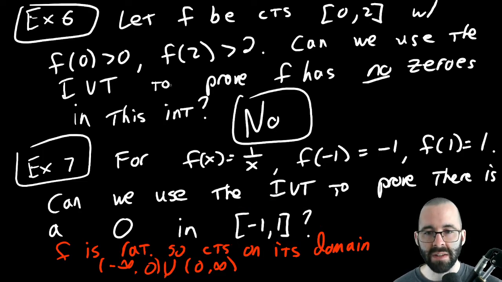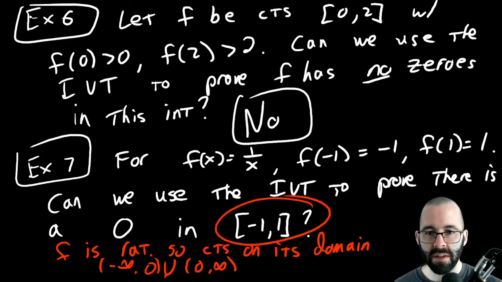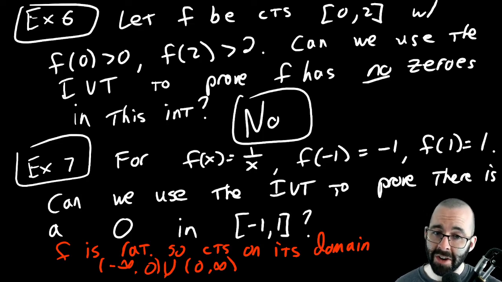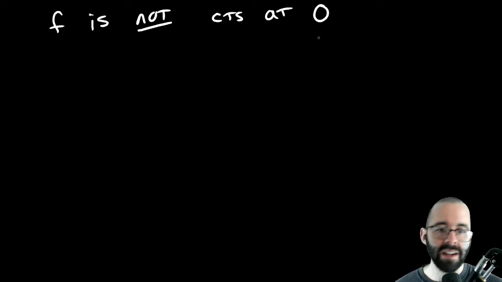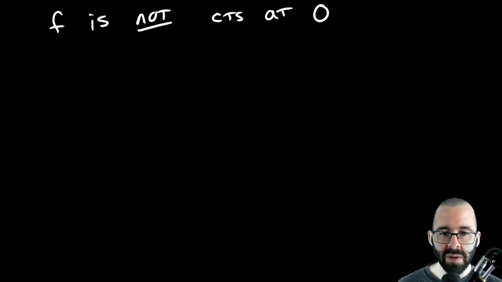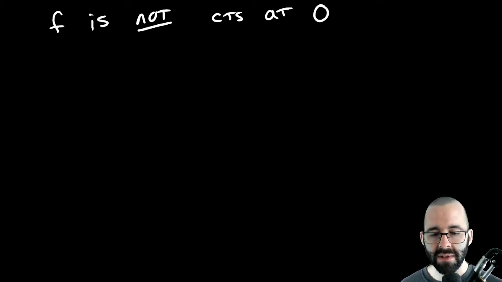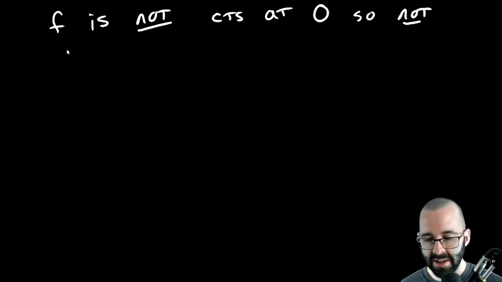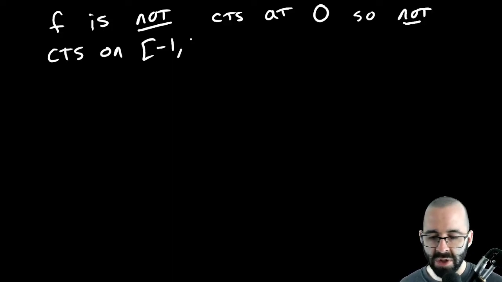So it's not continuous on this interval. IVT doesn't apply. We don't have continuity. We almost have continuity everywhere, but not quite. Right? F is not continuous at 0. It's not even defined at 0. And for something to be continuous at a point, the limit has to exist and equal the function value. But the limit's infinity, so we have an infinite discontinuity, and the function value doesn't even exist. So that means it's not continuous on the closed interval. We don't have what we need to use the intermediate value theorem.